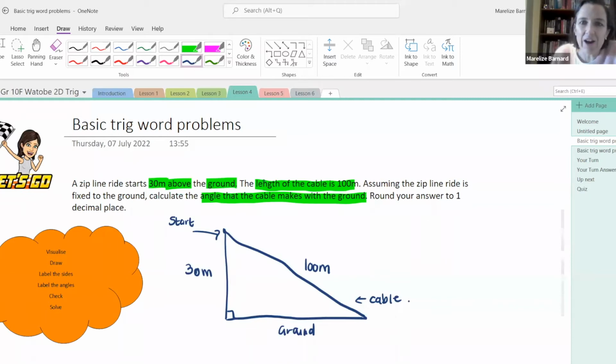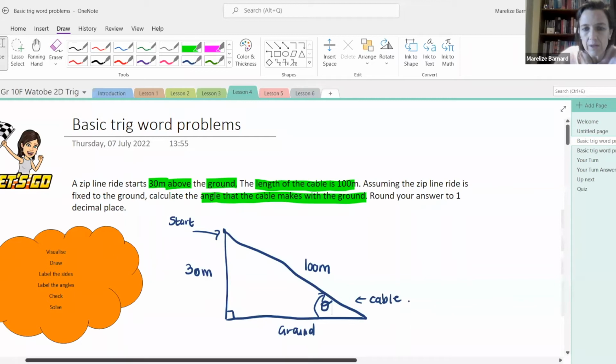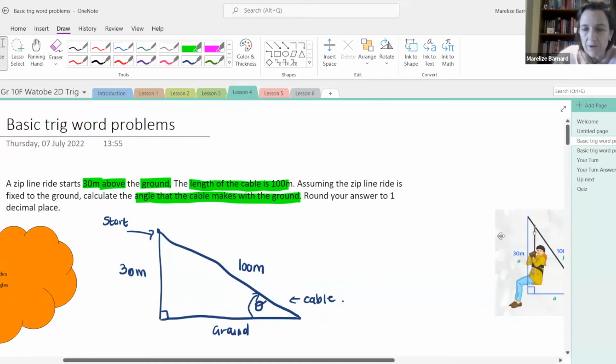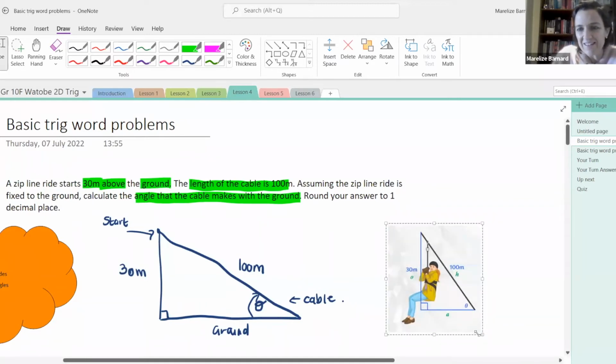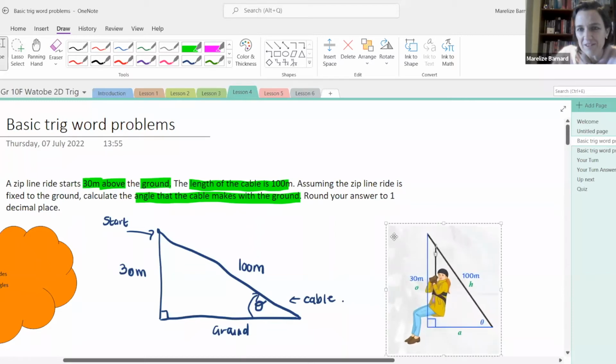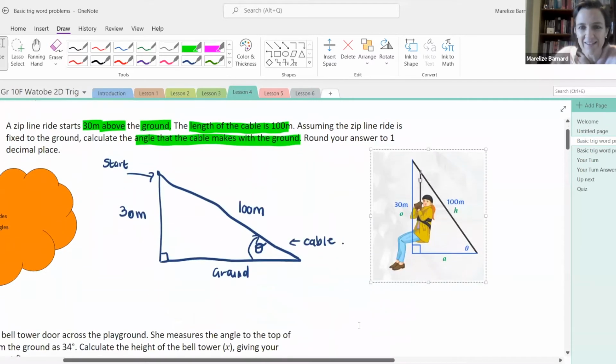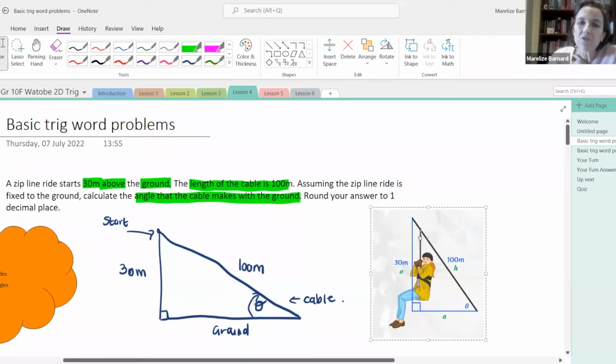Okay, so our angle that we are solving for is going to be called theta or X, whatever you want to call it. Just give it a label name. And I'm going to show you the picture that came from the book. There we go. That's a nice visual of what ziplining looks like for those of you who haven't done it yet. Okay, so now we have to solve for our angle, which is theta.